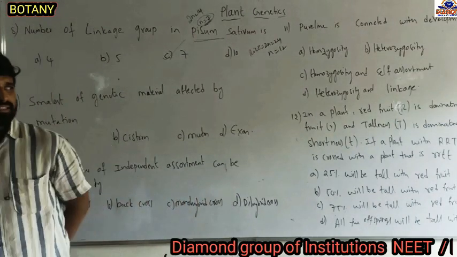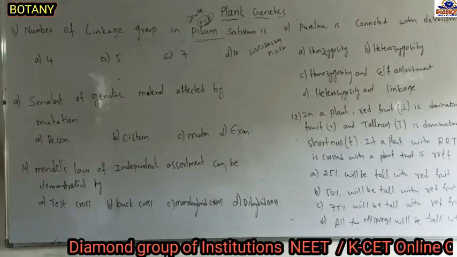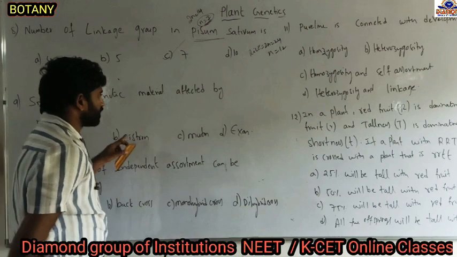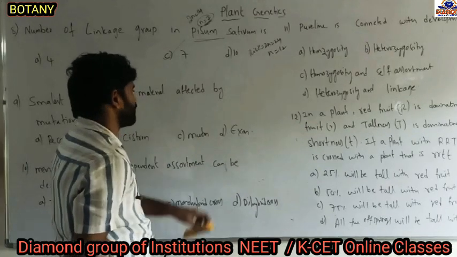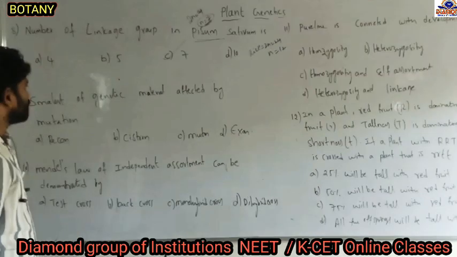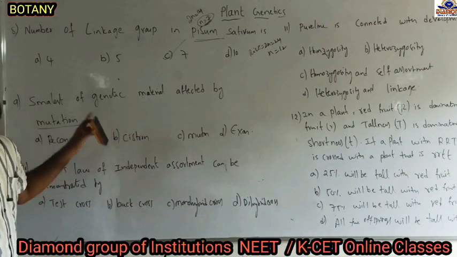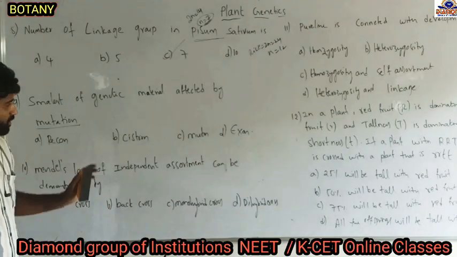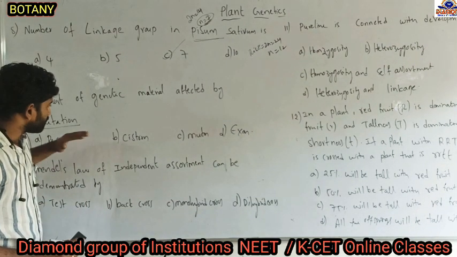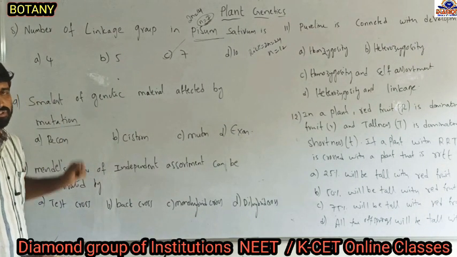The smallest genetic material is affected by mutation. Options are recon, cistron, muton, and exon. So out of these, first you want to know the meaning of mutation. Mutation means a sudden change of the gene sequence. First, for the words given in the options, you want to know what they are.